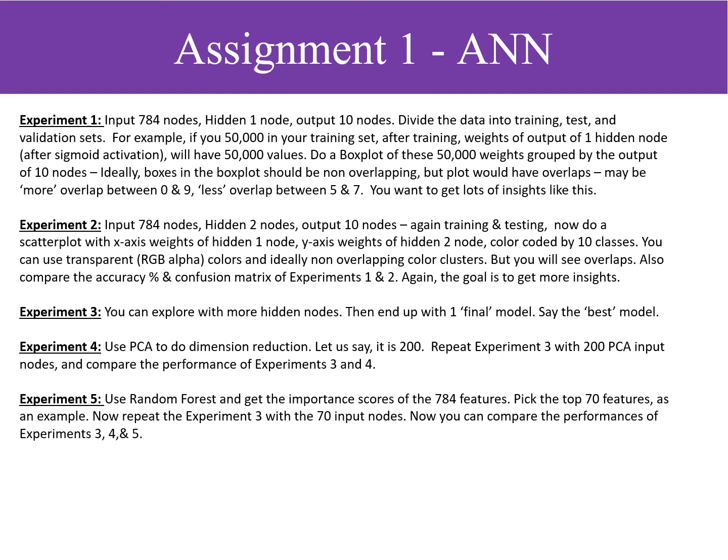As experiment 4 with the same data, we will do PCA to do dimension reduction. The dimensions is 784, but let's say we reduce it to around 200 dimensions and see what its performance is. And finally, with the same data, experiment 5, we will use the random forest and get the importance scores of 784 features, pick up the top 70 features as an example, and repeat experiment 3.